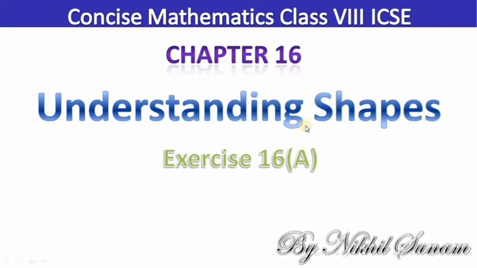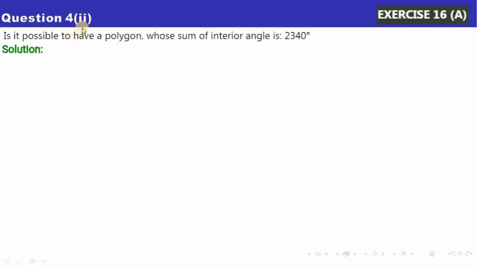So we are dealing with exercise 16a. Let's begin with the first question for the day. I am taking question number 4, sub number 2. Is it possible to have a polygon whose sum of interior angles is 2340? That's what the question asks, isn't it? So let's see whether this is possible or not.